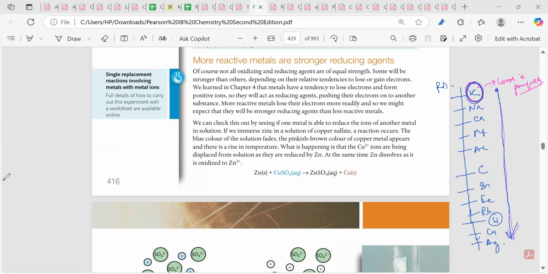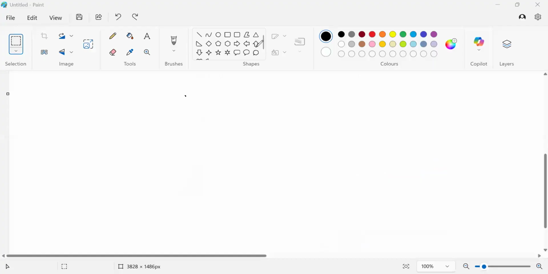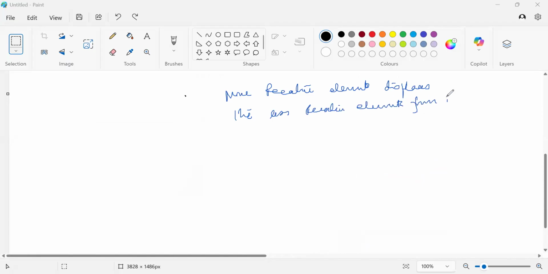Now we have to understand a very important rule. Write this down: more reactive elements displace the less reactive elements from their compounds. Let me go to the whiteboard. When we discuss the metal reactivity series, we have to understand this: more reactive elements displace the less reactive elements from their compounds.